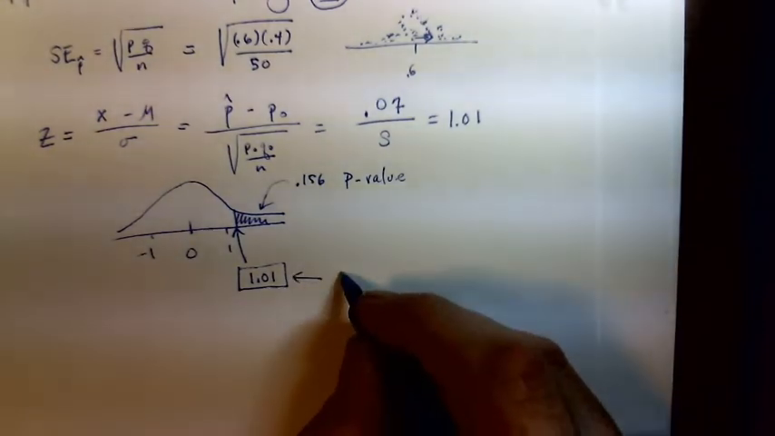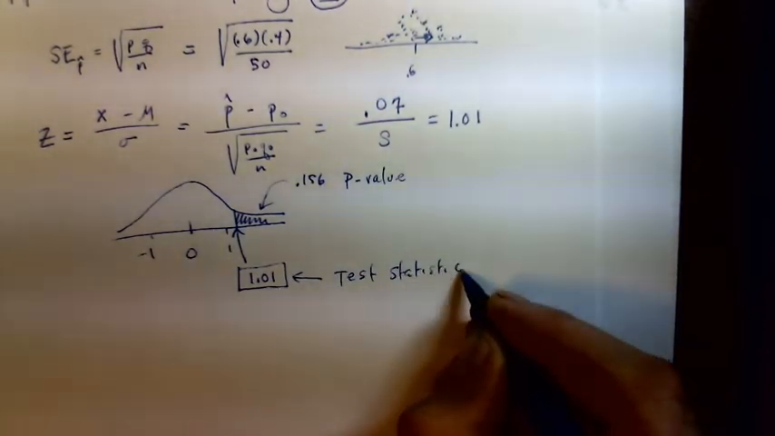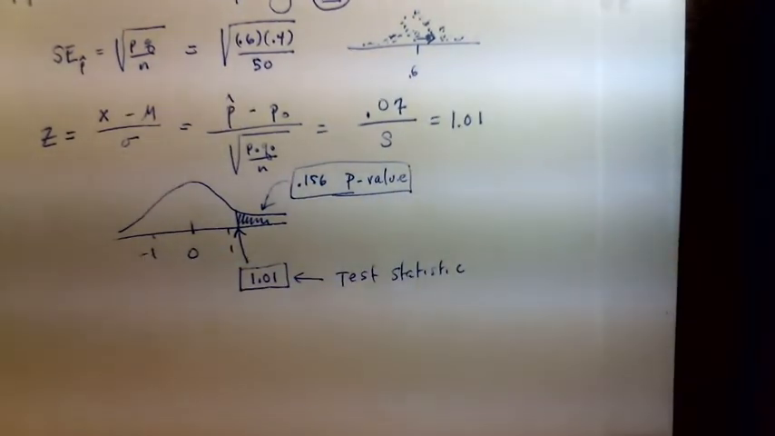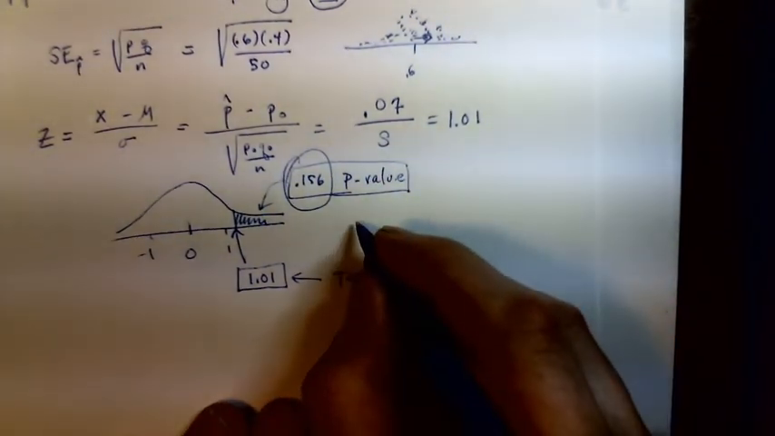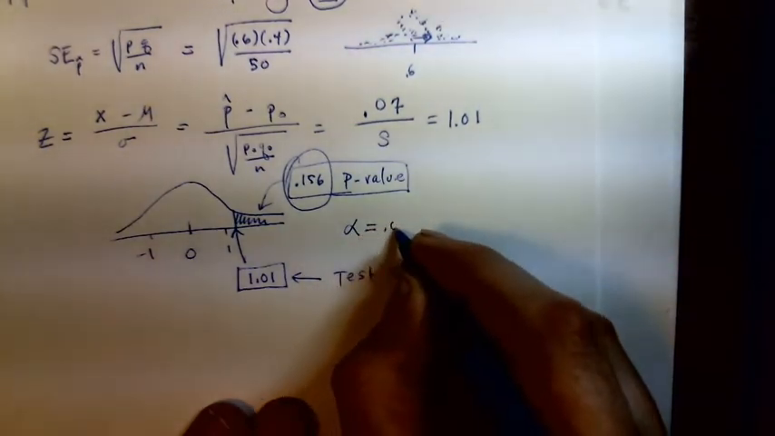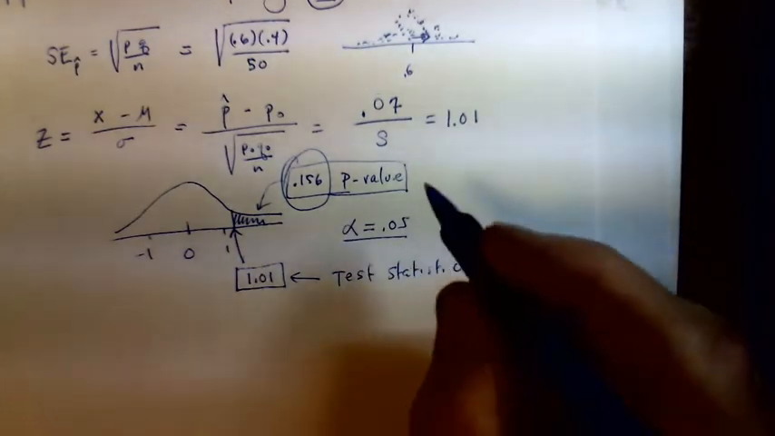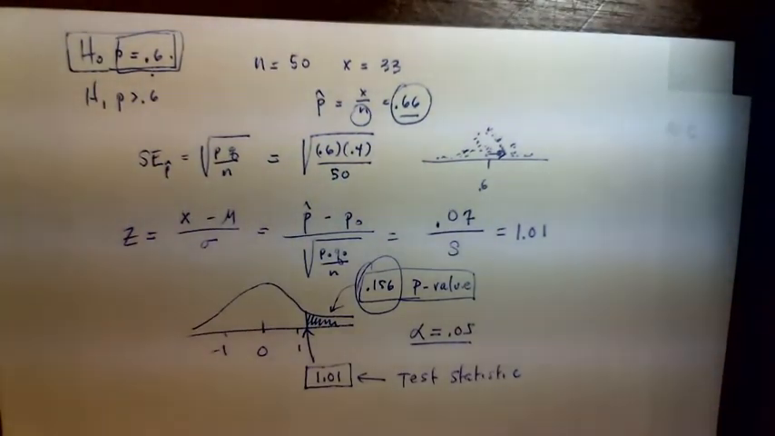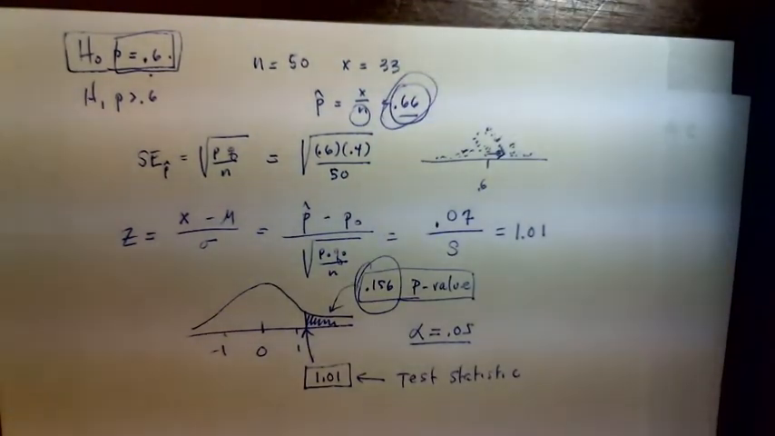This number here is called the test statistic. This area up here is called the p-value. That's it. Since this p-value is way higher than a threshold of alpha equal to 0.05, we're going to fail to reject. There is not enough evidence that p is greater than 0.6. Some evidence, but not enough to be able to reject the null hypothesis.